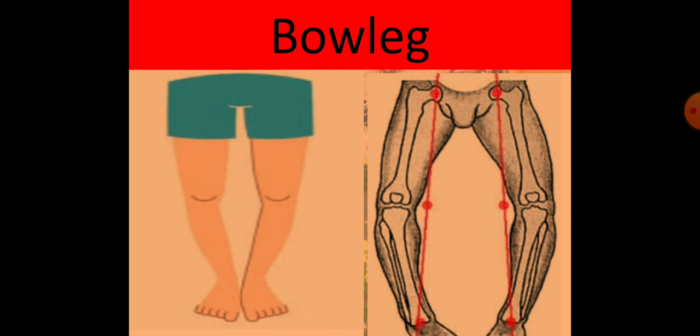We can see more pictures of the Bowleg, how the knees are coming closer. So while the child is walking or the person is walking or running, the ankles strike each other. Ankles are coming closer and knees are going away from each other.